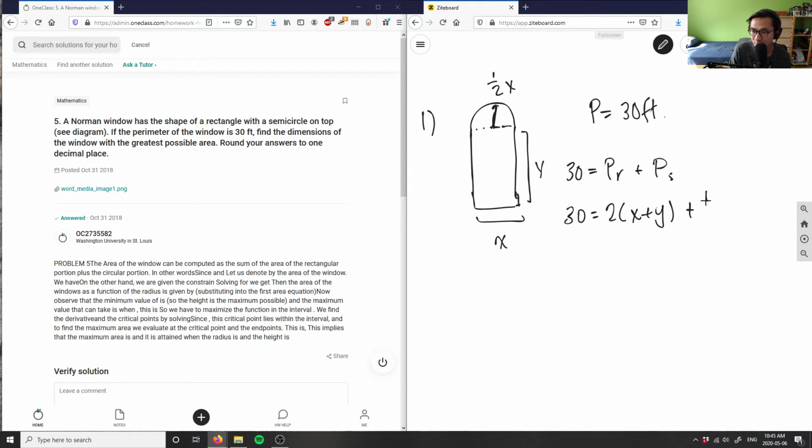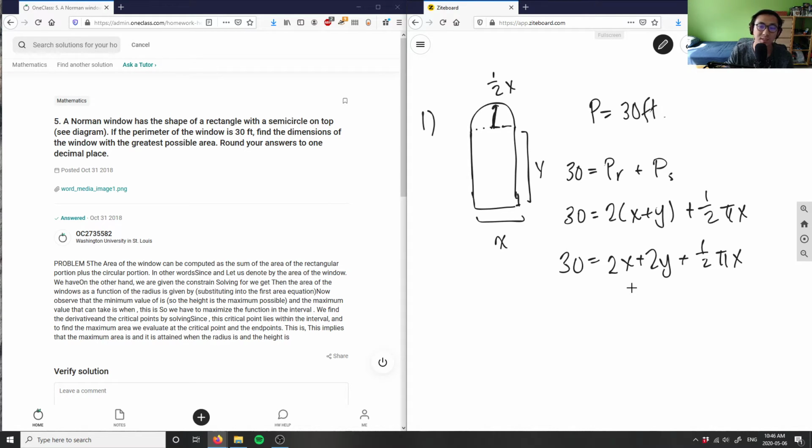I can actually rewrite this as half pi times x here. And now we have a solution here that is a bit more credible, right? A solution here that only has two unknowns. So if I were to simplify this out, I would have 30 equals, I can multiply 2 with the distributive property, so 2x plus 2y plus half pi x here. And this here is our first perimeter formula.